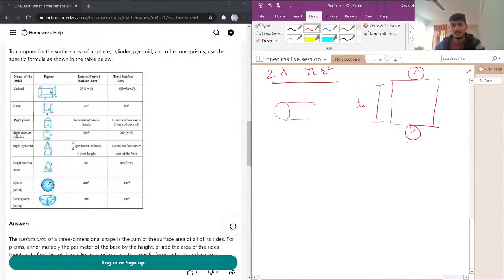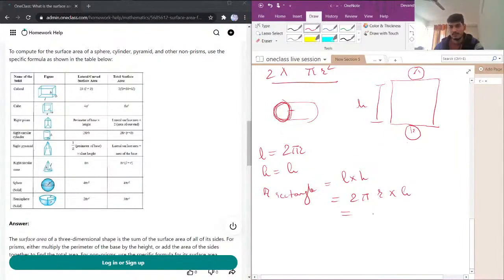So as you can see, we have this. If I cut from here, then the length is the circumference or perimeter of the circle. So the perimeter of the circle is 2 pi r. So I get the length, then height is height, then my area of rectangle is L into h, which will be 2 pi r into h, which is 2 pi r h.